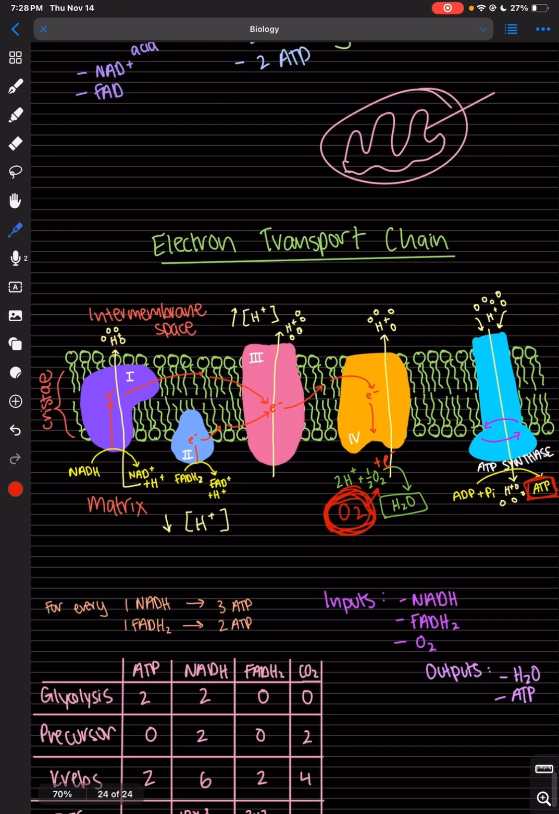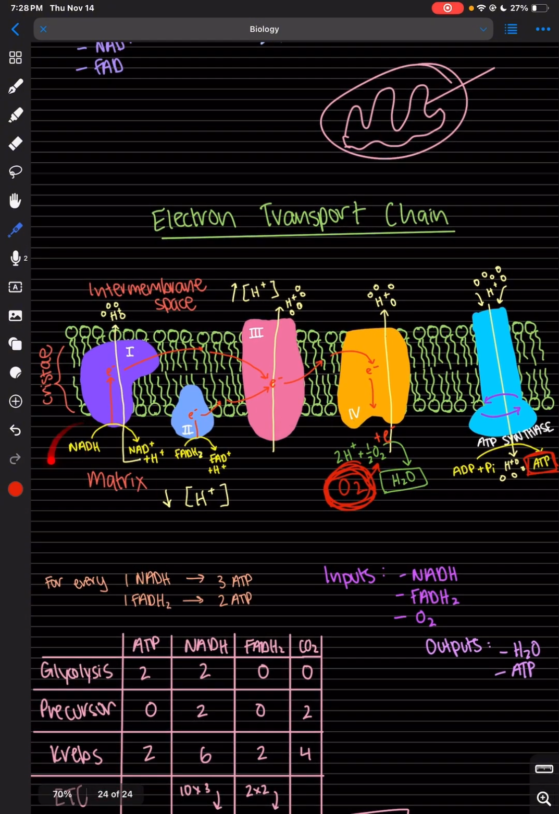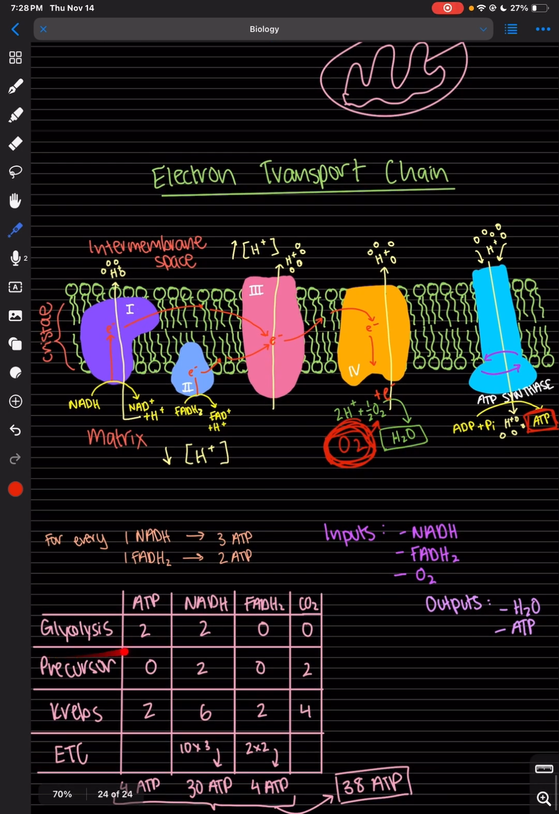That's the electron transport chain. So our inputs for the electron transport chain are NADH, which were made all over. We made it in glycolysis, we made it in the precursor step, and the Krebs cycle. We have FADH2, which we made in the Krebs cycle. And our outputs are water, H2O, and then ATP.